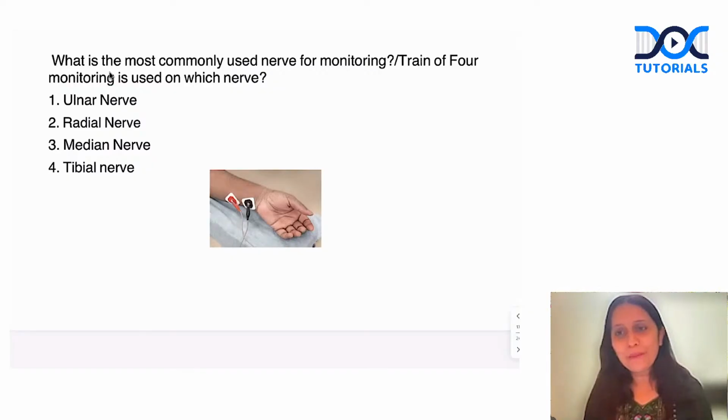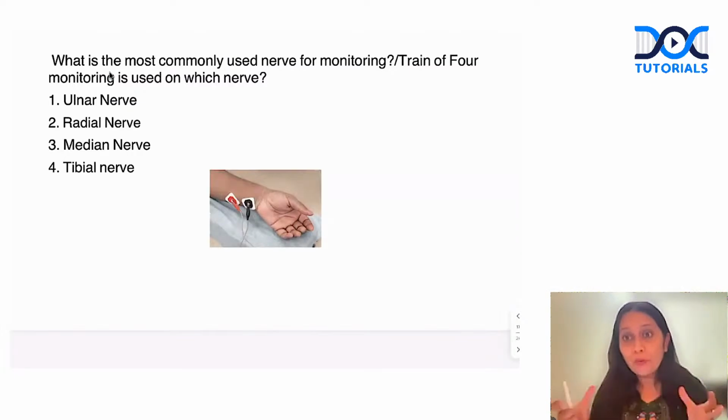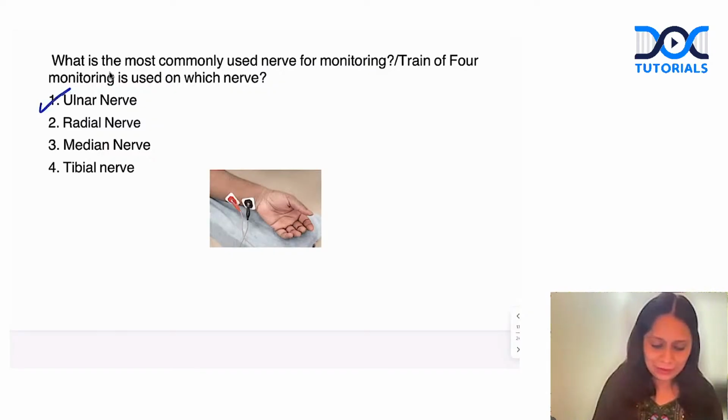When I appeared for my PG, they asked in the exam, which is the most common nerve monitored during GA? That was not a good question. During GA, a weird kind of question. For what are we monitoring? They had not mentioned that. The answer was ulnar nerve. Then the question was a little more specific: for neuromuscular monitoring, which nerve is used? Ulnar nerve. Then with an image, which nerve is being monitored? Ulnar nerve. Always ulnar nerve. So the answer is ulnar nerve. Got it? Okay, next question.